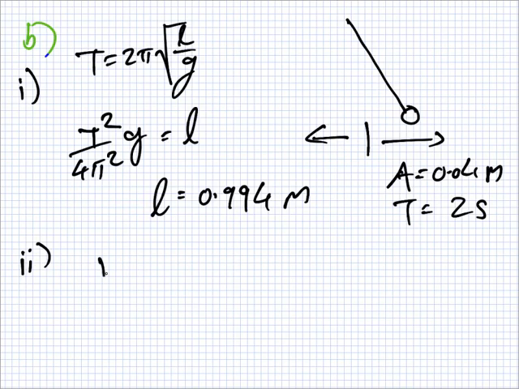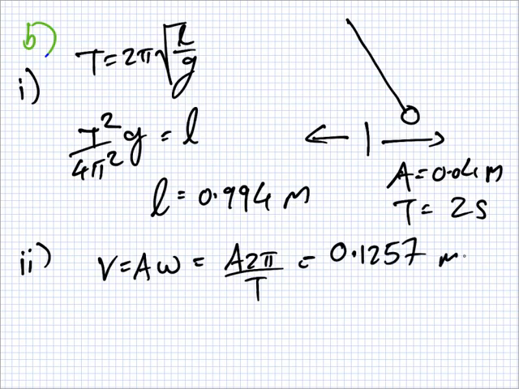Velocity when? Maximum? Not omega. Yeah, A omega, which is A times 2 pi over T. 0.1257 meters per second. What's next? Let me guess. Maximum acceleration? Did I guess right? No. Which? At which position will the motion of the maximum velocity occur? At equilibrium, which is the lowest point.